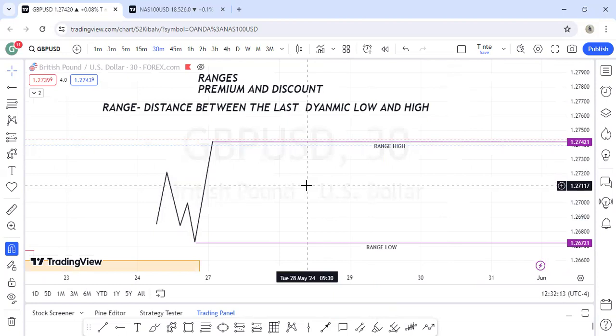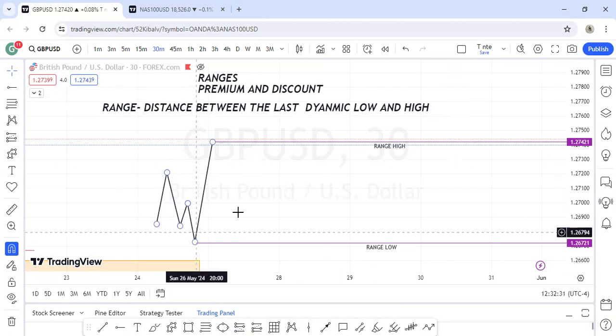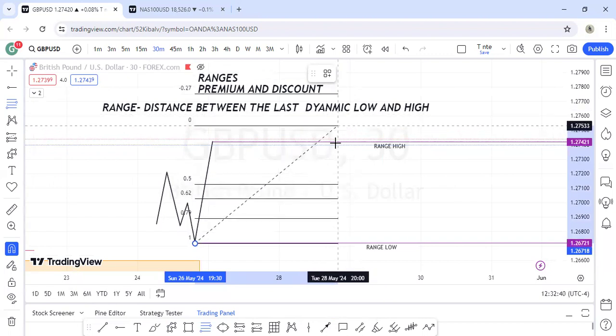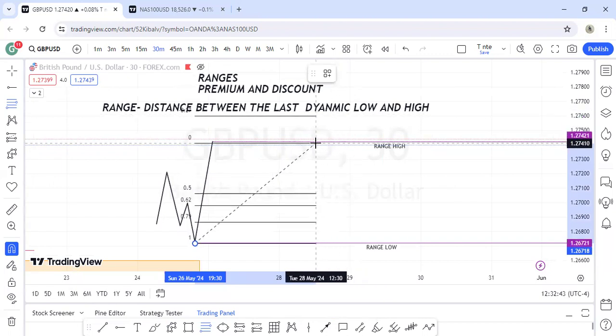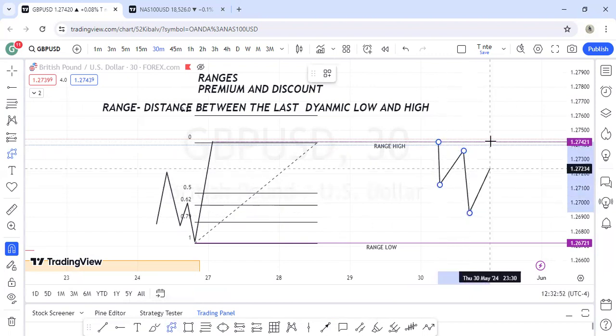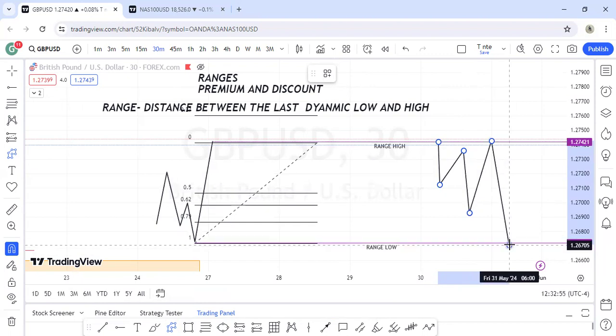Now, what is the importance of this? When you have identified your range high and your range low, you want to know the premium and discount level. What do I mean by premium or discount level? Simply bring out your Fib tool and draw from the swing low to the swing high if it's bullish. If the market is bearish, you draw from the swing high to the swing low, or range high to range low.